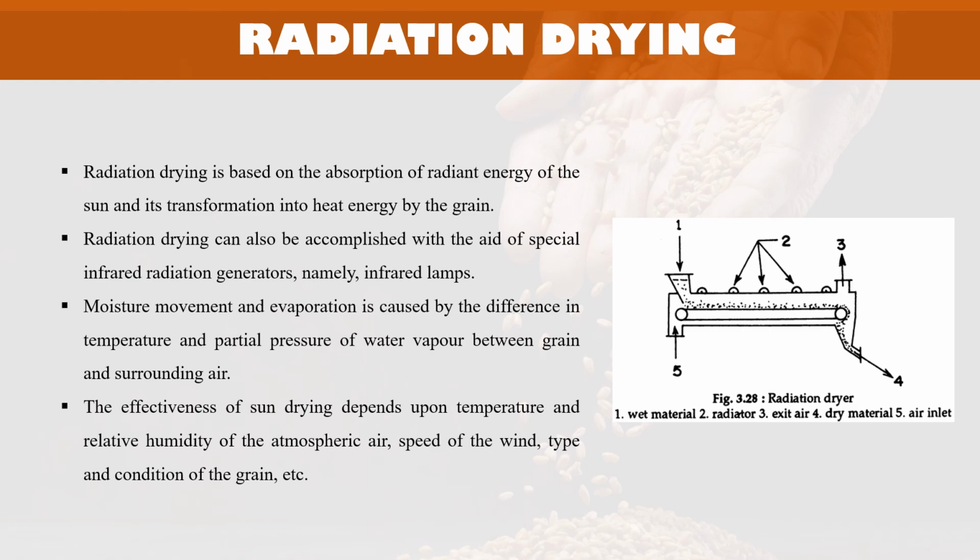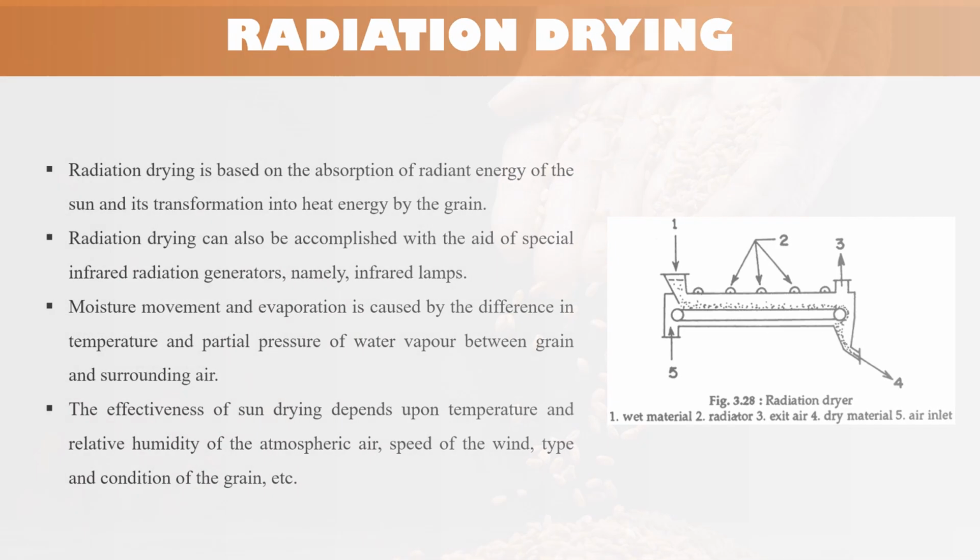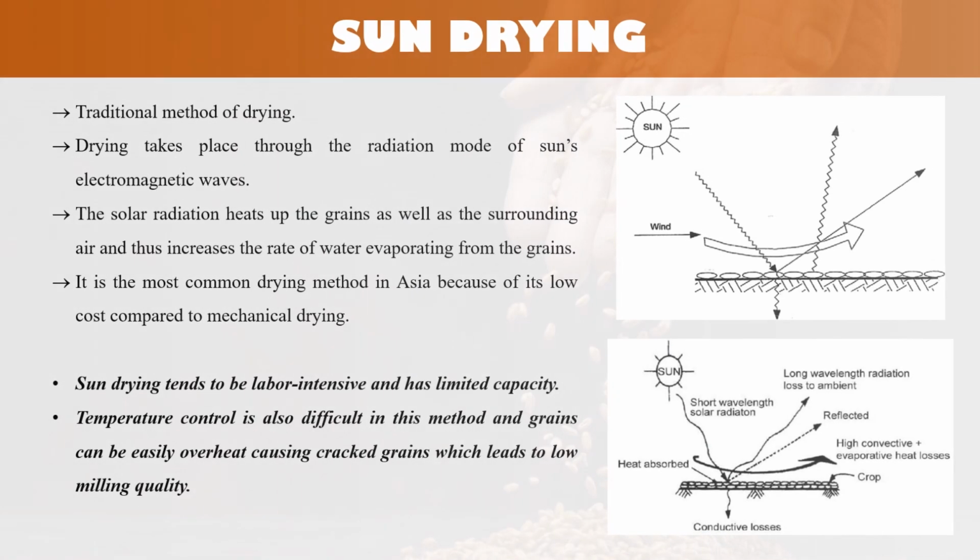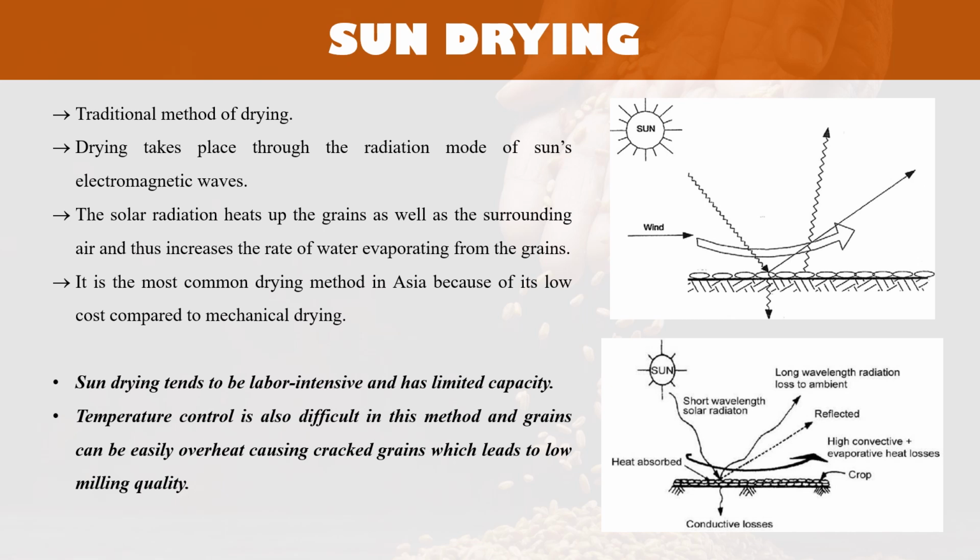First, one of the most important radiation drying is the sun drying. It is a traditional method of drying, and the drying takes place through the radiation mode of the sun's electromagnetic waves. The solar radiation heats up the grains as well as the surrounding air, and this increases the rate of water evaporating from the grains. It is the most common drying method in Asia because of its low cost compared to the mechanical drying.